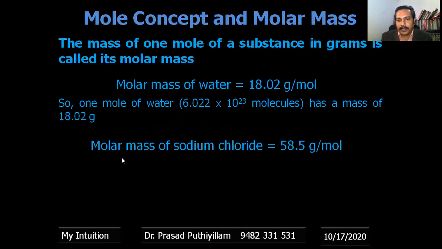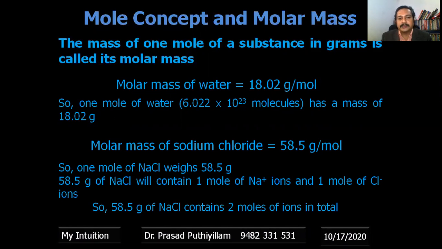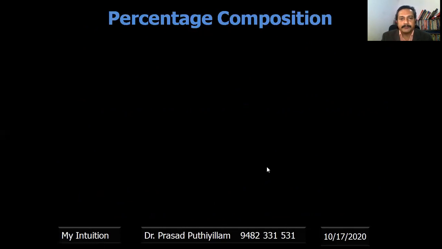Molar mass of sodium chloride is 58.5 gram per mole. It means 1 mole of sodium chloride weighs 58.5 grams. If you take 1 mole of sodium chloride, the weight will be 58.5 gram. That means 58.5 gram of sodium chloride contains 1 mole of sodium ions as well as 1 mole of chloride ions also. Therefore, we can say 58.5 gram of sodium chloride consists of 2 moles of ions, 1 mole of Na+ and 1 mole of Cl-. Therefore, total 2 moles of ions are present in 58.5 gram of sodium chloride. That point to be noted.